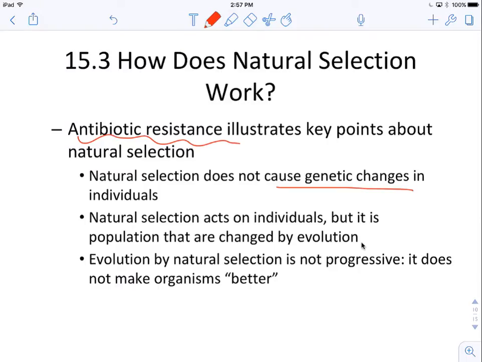Okay, so natural selection does act on individuals, but individuals themselves don't evolve. Populations are changed by evolution. And evolution isn't progressive or goal-oriented. It doesn't make organisms better overall. It makes them better suited for their environment. But if the environment changes, then it's not just an overall better organism. We're not trying to build the best version.